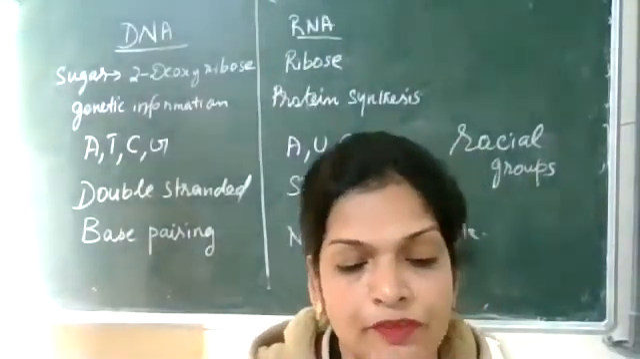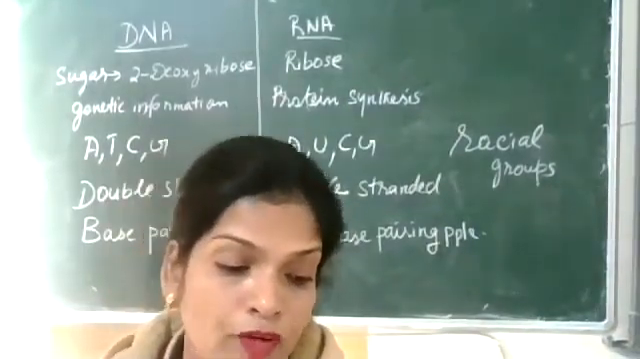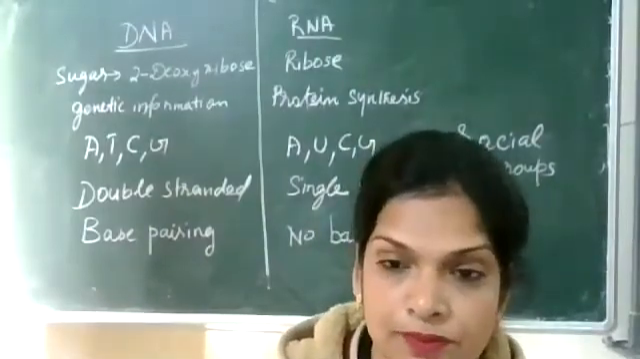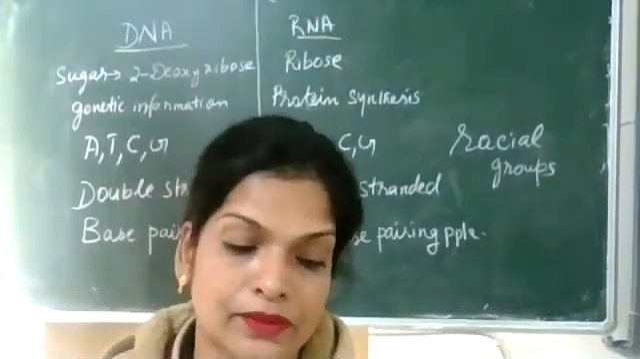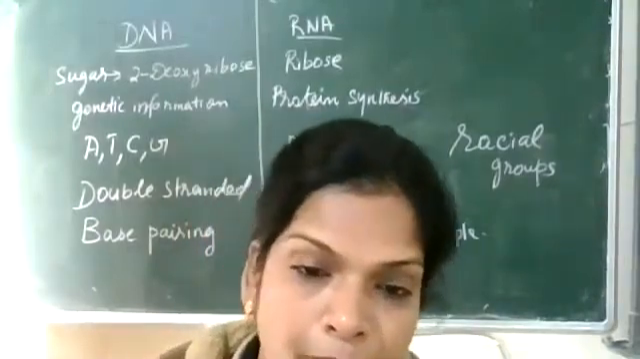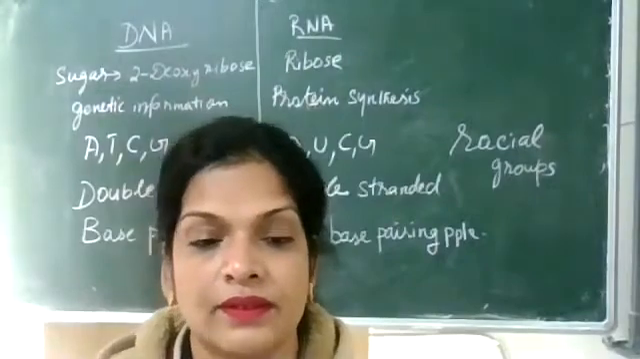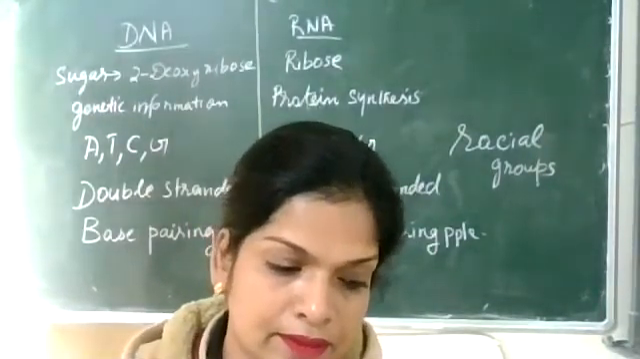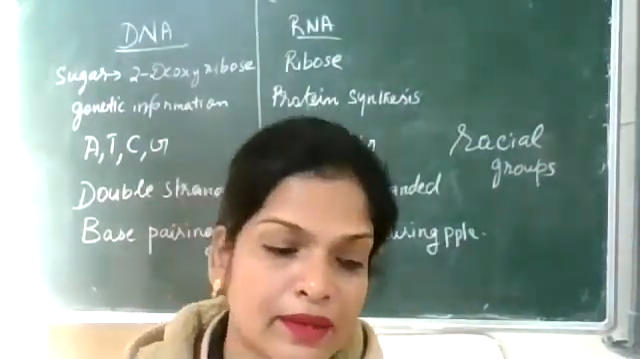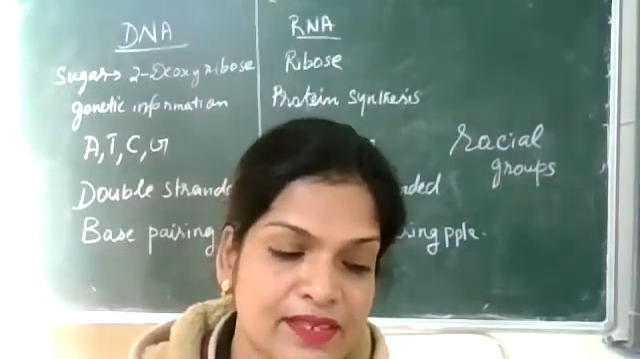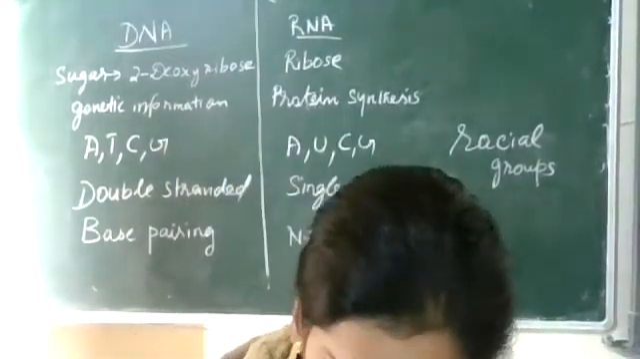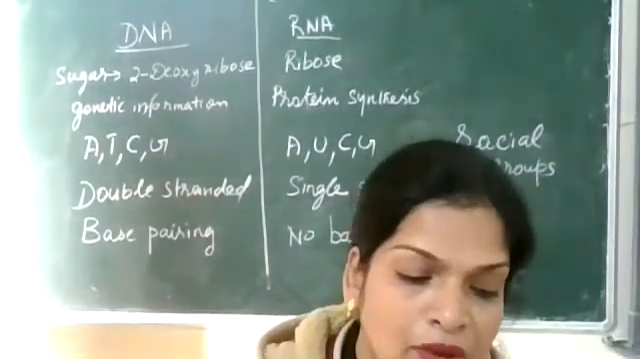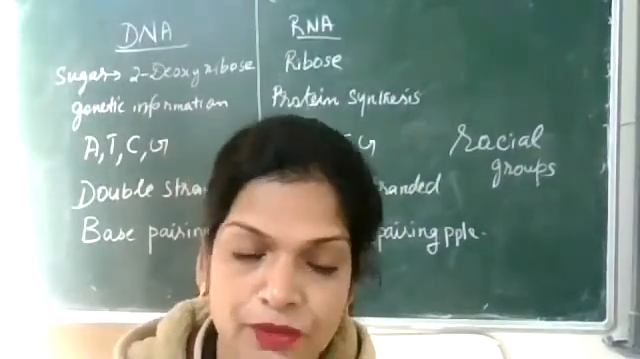Next question. What products would be formed when a nucleotide, that monomer from DNA, containing thymine is hydrolyzed? Number one, phosphoric acid.